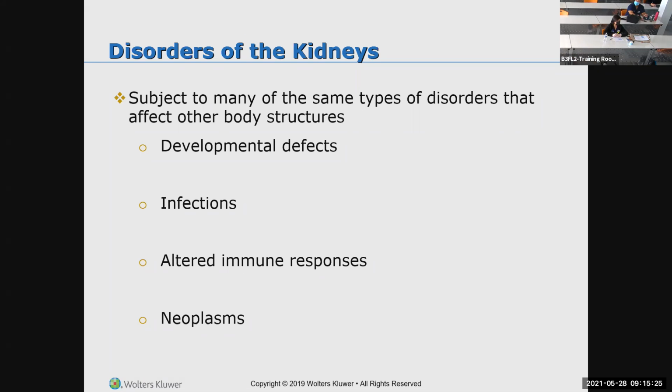Okay, so let's talk about chapter 33. First thing is, we're talking about the disorders of the kidney. This disorders of the kidney, we discuss in 4 broad headings. The kidney is subject to many of the same types of disorders that affect other body structures, like what? Developmental defect, like what? Infection, like what? Immune, like what? Neoplasm. Is it clear? So those are the 4 headings we have to take care of for kidney disorders also.